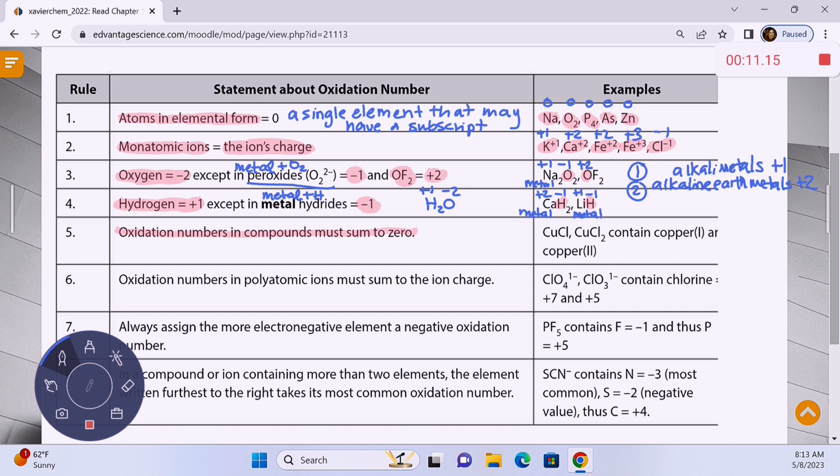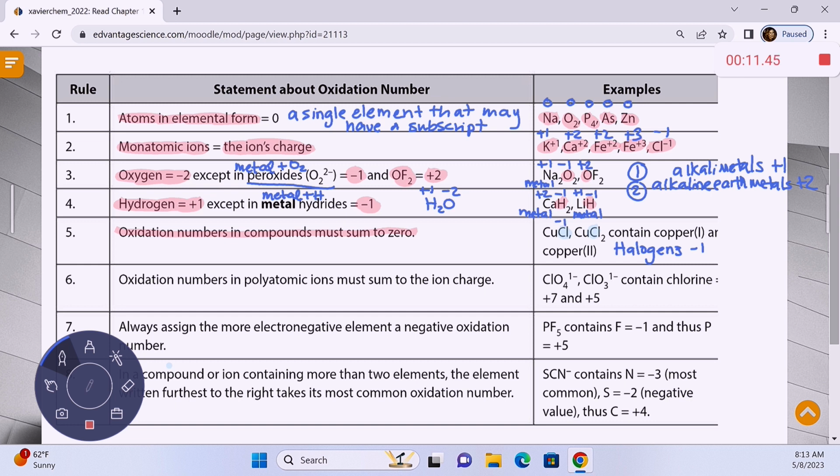So here we have CuCl and CuCl2. So, since chlorine is a halogen, halogens are typically going to be a -1. Okay, this is not in your book either. So you want to assign it a -1 first. So I'm going to assign chlorine a -1.